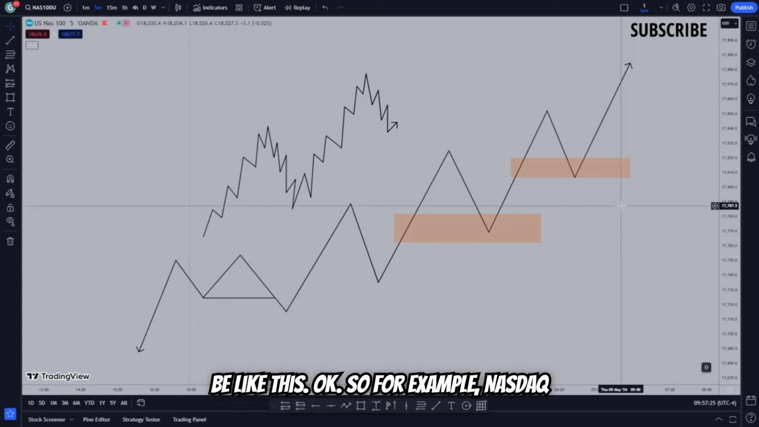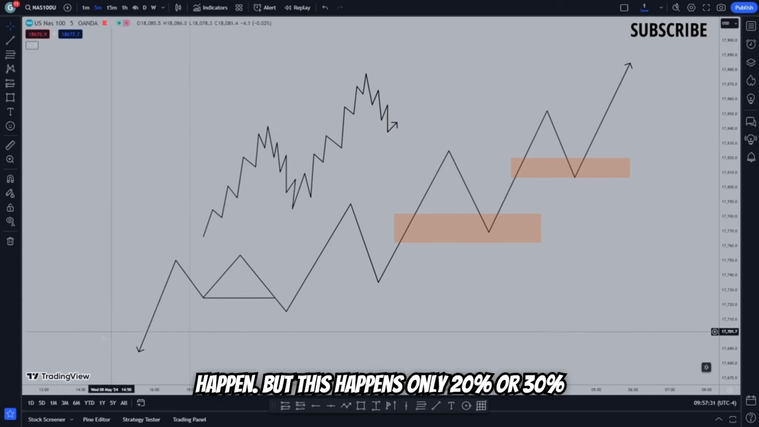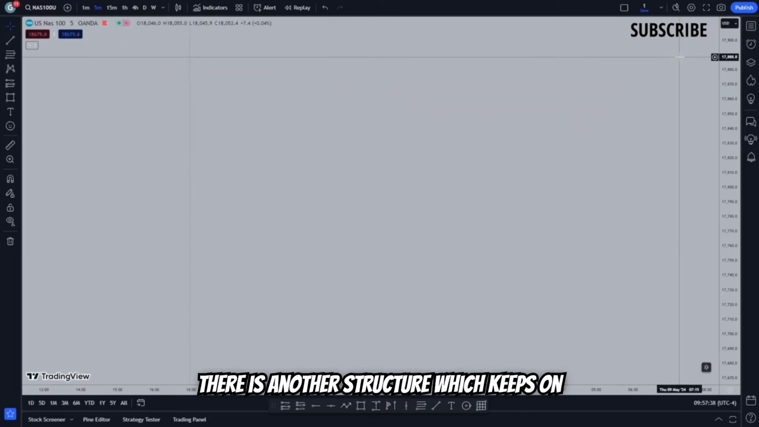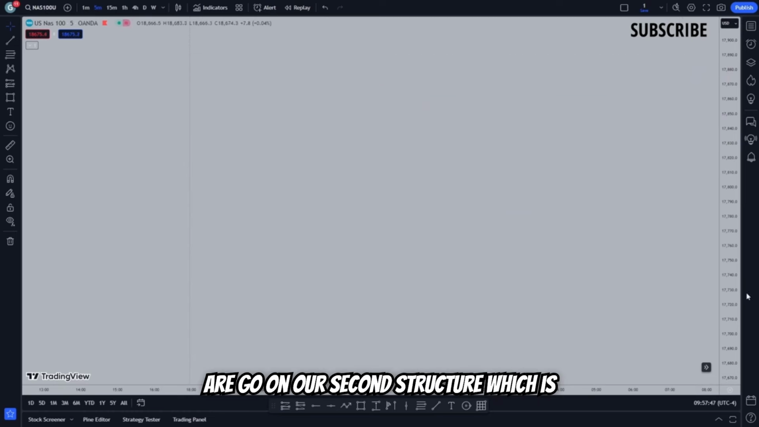Okay, so for example, Nasdaq is running up and the Feds are cutting down the interest rate, so then this thing can happen. But this happens only 20% or 30% of the time in the market. Okay, but there's another structure which keeps on happening, and that's the 80%, and that happens every time. And now we go on our second structure, which is like this.